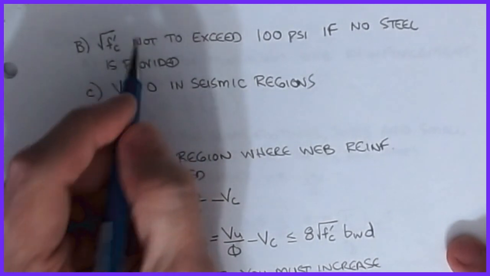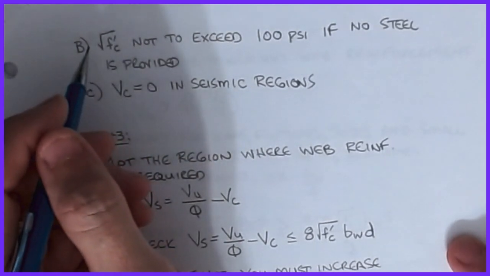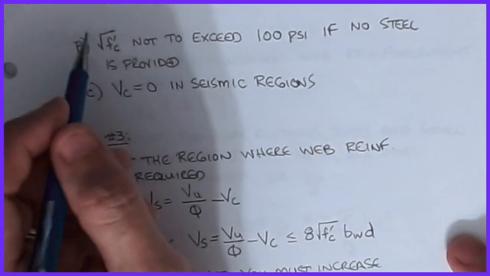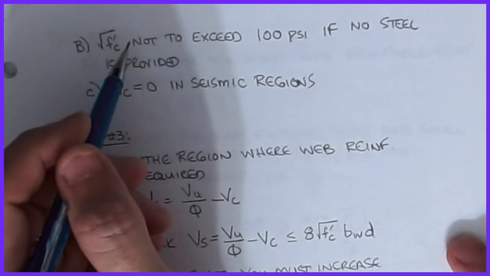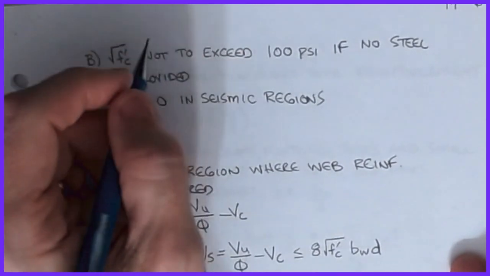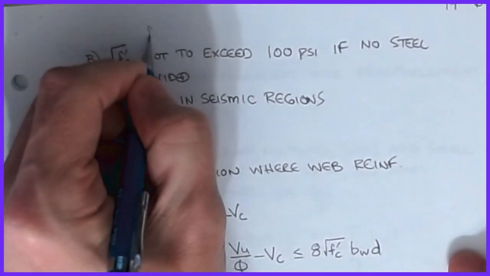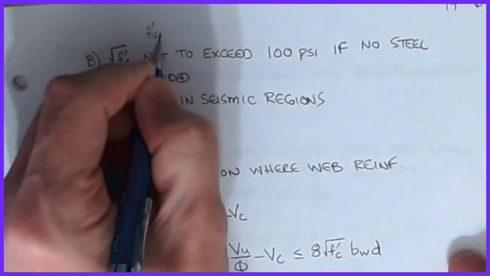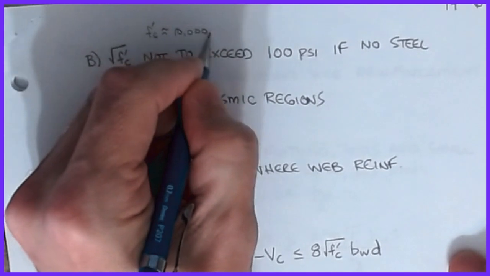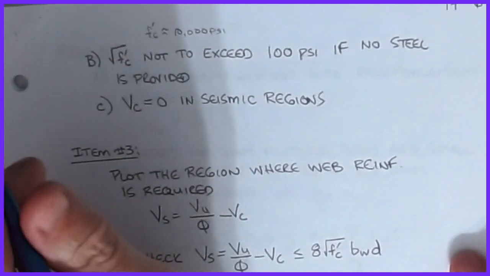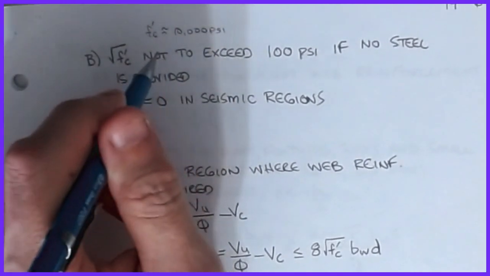Back in the day, concrete strengths were fairly low, 2,000, 3,000, 4,000. But now, with ultra high strength concrete, we're pushing 14, 15,000 PSI. So what they're going to do is limit this requirement, which basically says that f'c can't be any more than 10,000 PSI if no steel is provided. You can't count on any more capacity than that.